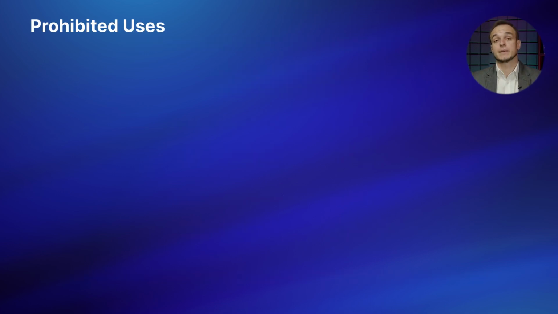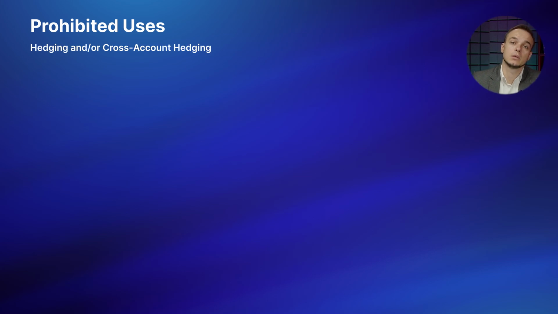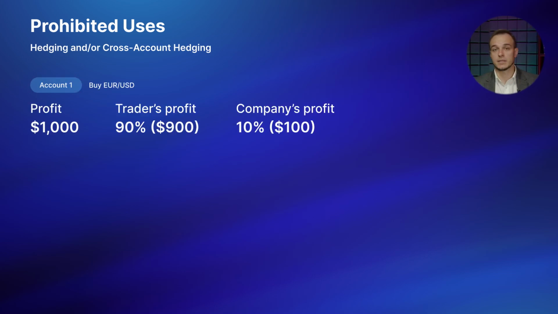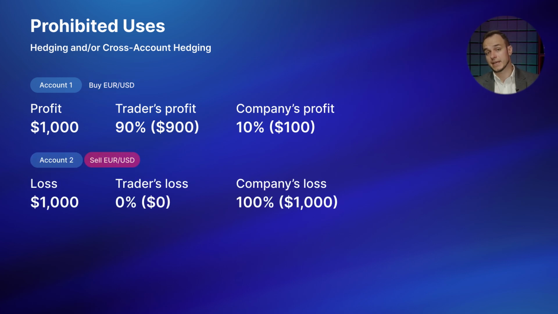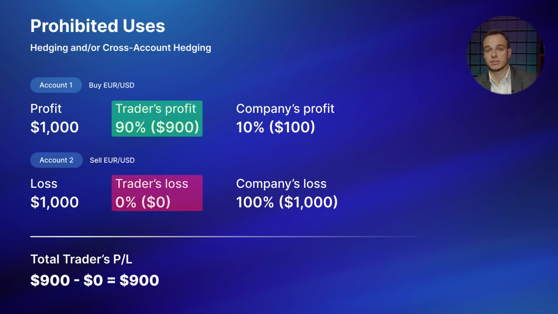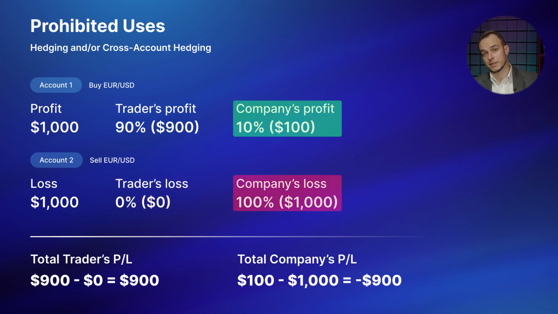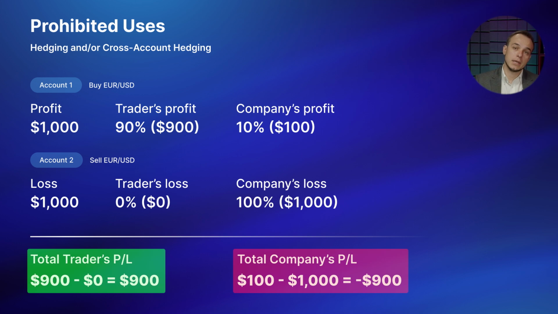Such prohibited activities include, but are not limited to, hedging and/or cross-account hedging. This is an approach where a trader buys an asset on one account and sells the same asset on another. One account is guaranteed to profit while the other incurs a loss. This allows the trader to secure guaranteed earnings since the company shares the profit, but the company loses money on the second account. This method is unfair and undermines the essence of the prop business.